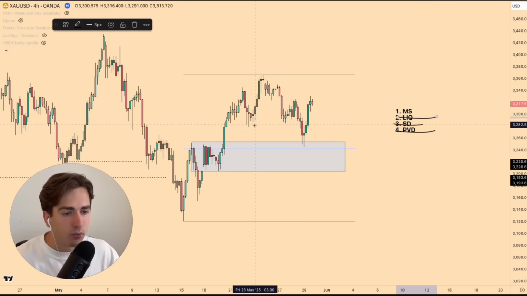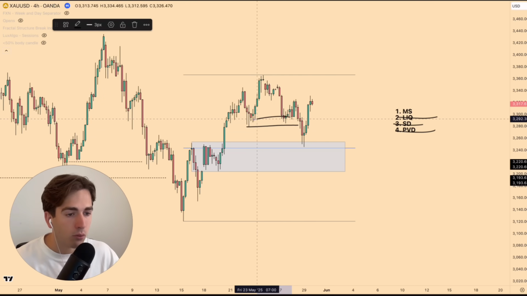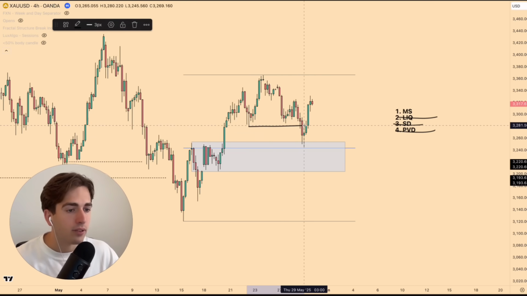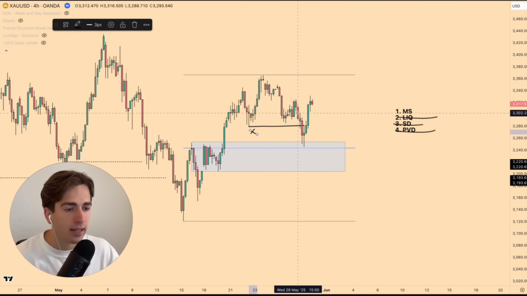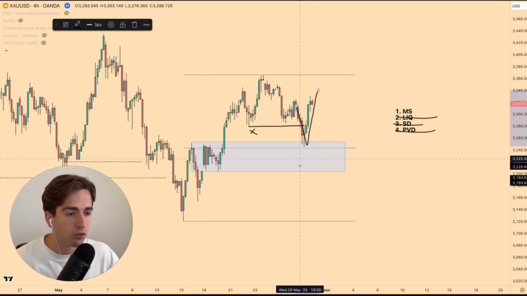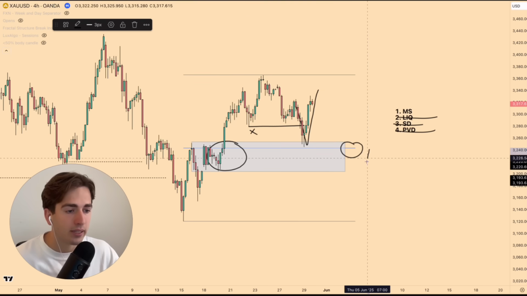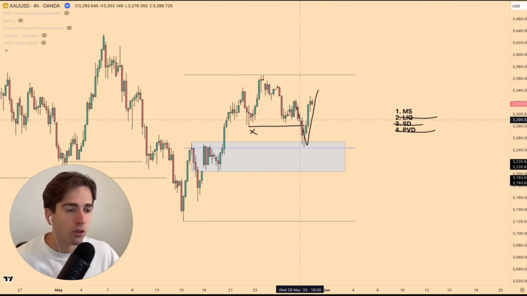Now, do we have liquidity? Well, yes, because we took out these two equal lows over here. So yes, we have liquidity. And as you can see, after taking out that equal low, we see a V-shaped reversal towards the highs after tapping into demand and tapping into the 0.5 fib, making the overall long valid.